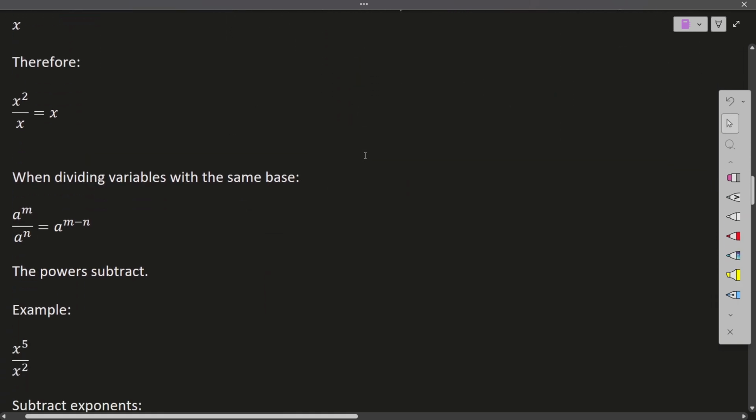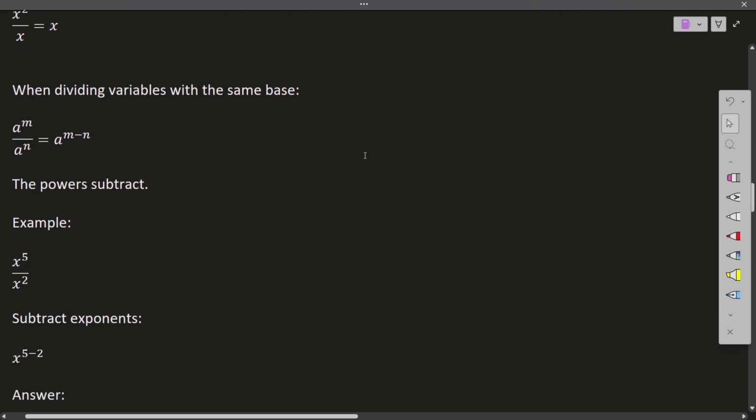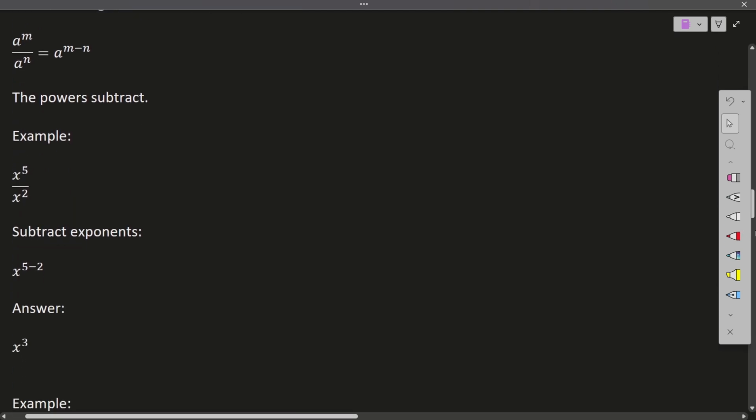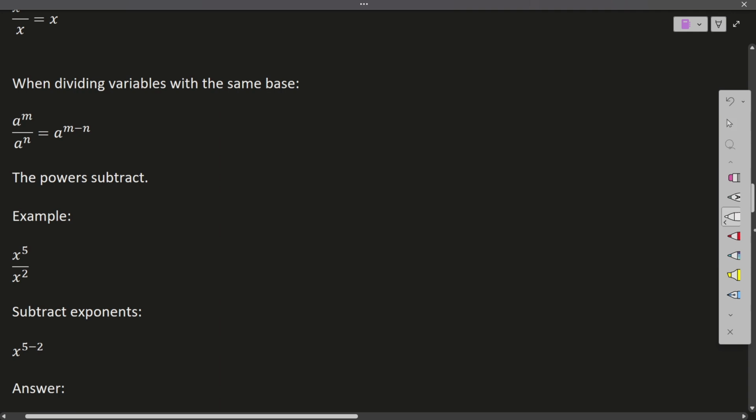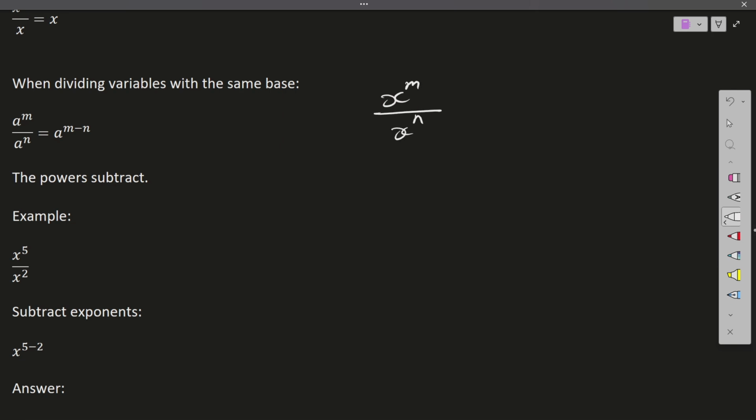So when we're dividing variables with the same base, that is basically what we were doing in our previous example. We said x to the power of m divided by x to the power of n. So this is a basic rule. They have the same base. The base is x here and the base is x here. They have the same base, right?